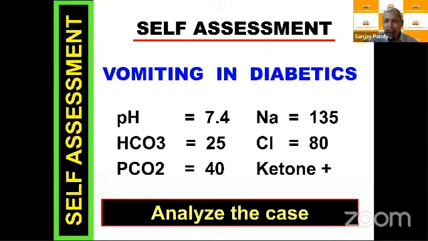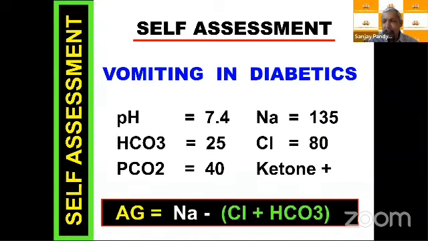Don't agree. Why? On which point have you disagreed with me? Ketone positive. Yes, ketone positive. And therefore, which skill will you use? Anion gap. Yes, CID skill, anion gap. Anion gap is sodium minus the total of chloride plus bicarbonate. And how much is the anion gap here? 20. Mathematics of 20 is poor. 30. Yes, the mathematics of 30 is right.